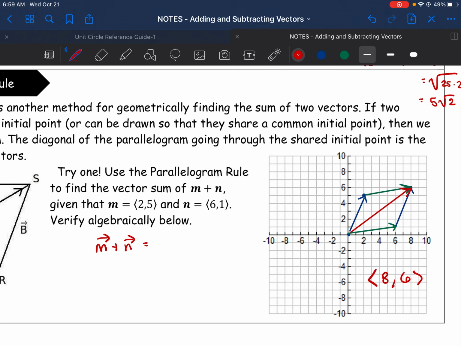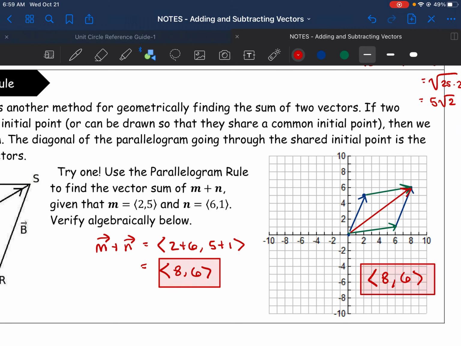Now let's check algebraically to make sure that that's consistent with the answer that we should be getting. So if I add vectors m and n together, again, I'm going to add their x components, their horizontal components. Well, that'd be 2 plus 6. And then I'm going to add their y components, 5 plus 1. Add them together. 2 plus 6 is 8. 5 plus 1 is 6. And notice that we get the exact same answer, both algebraically and geometrically.